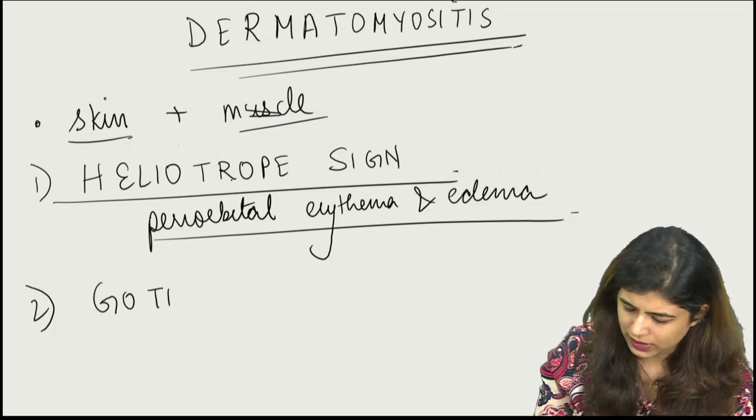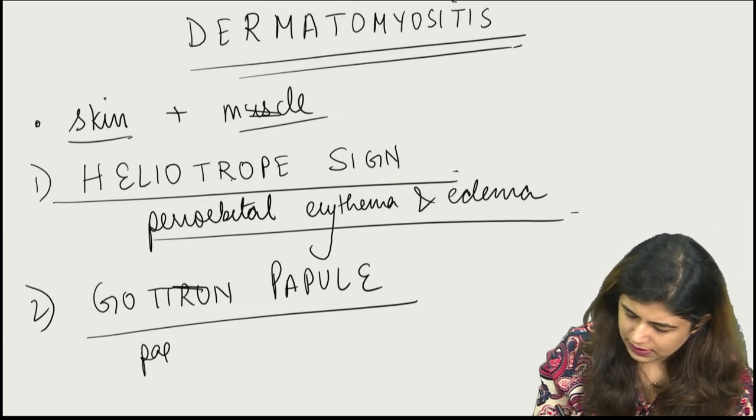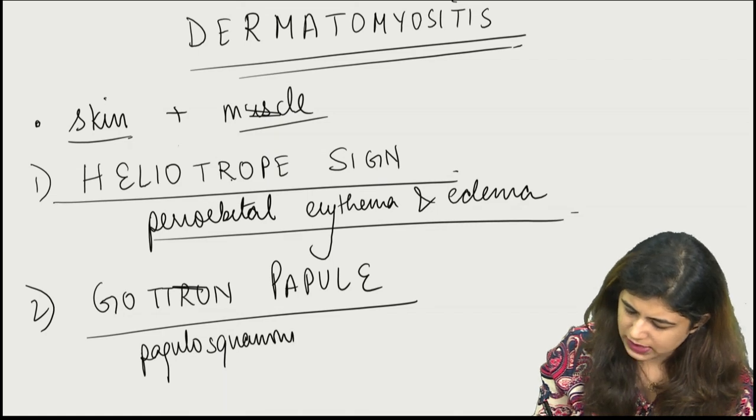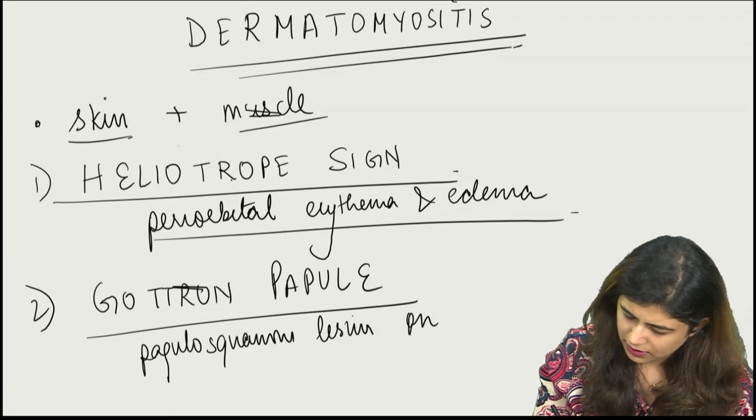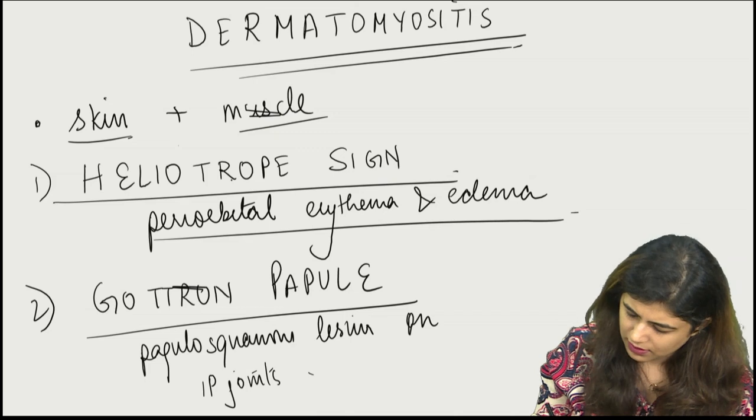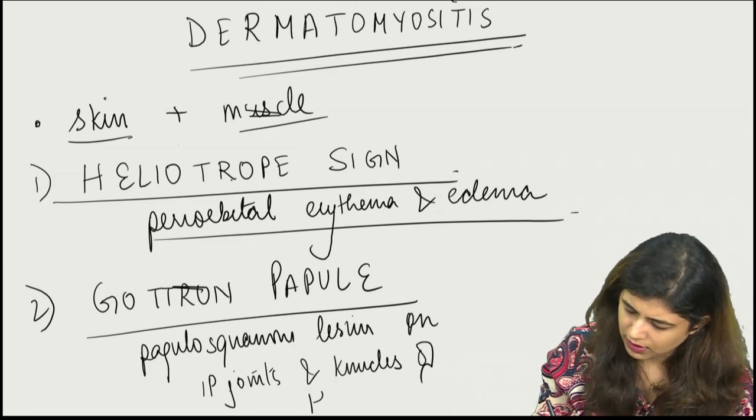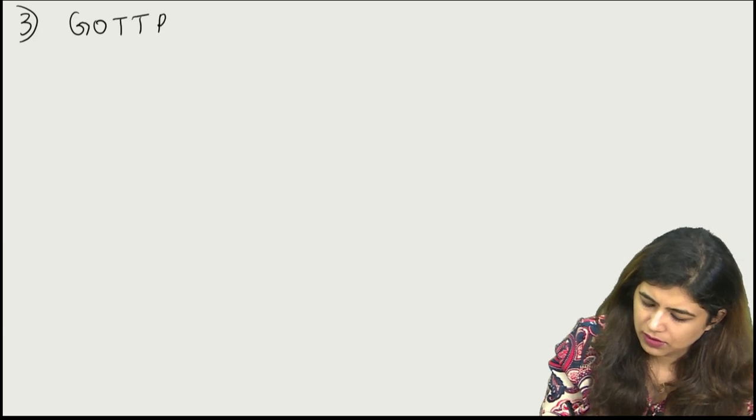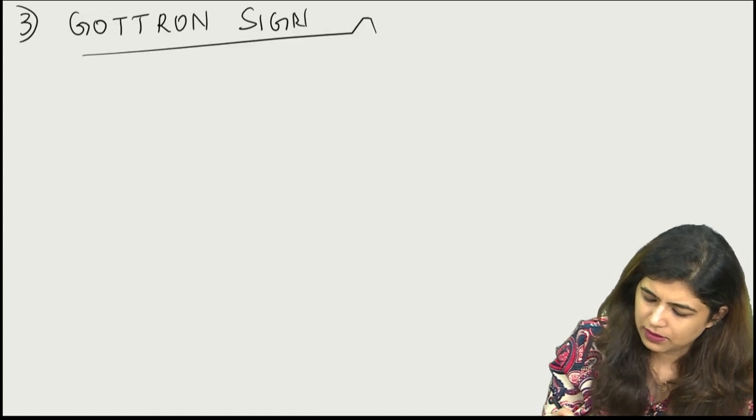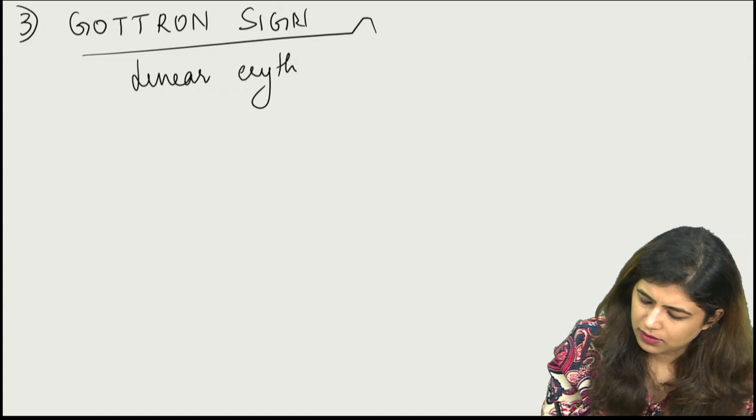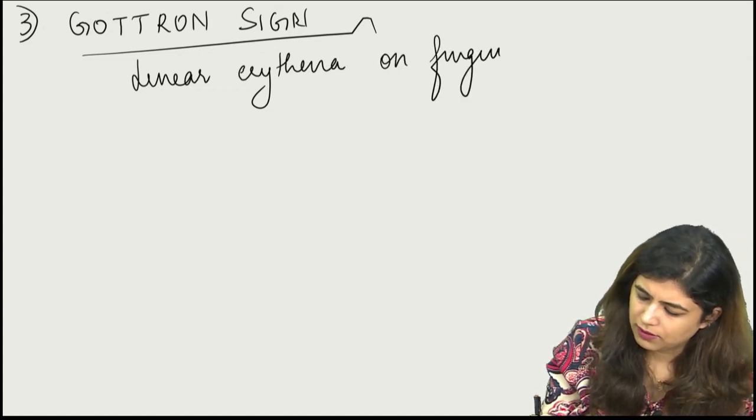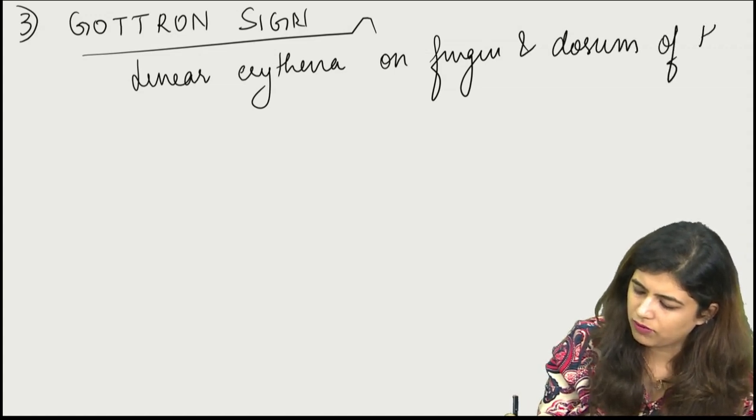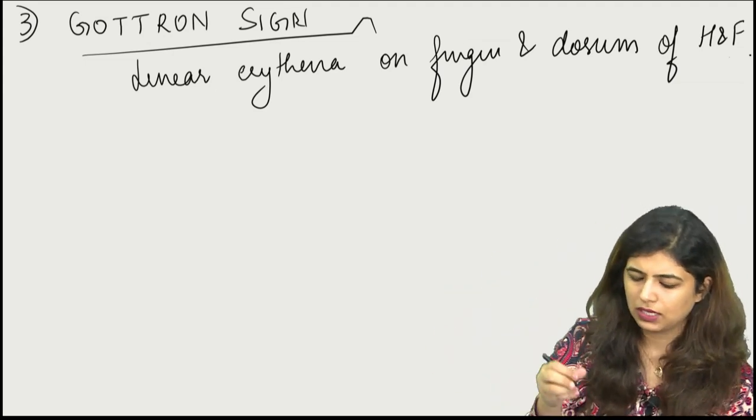Number two, what you see for the questions is Gottron papule. These are skin colored papulosquamous lesions present on the interphalangeal joints and knuckles of both hands and feet. Okay, so heliotrope sign, Gottron papule. Next thing is Gottron sign. This is linear erythema on the fingers and the dorsum of hand and feet, like it runs linearly along the fingers.